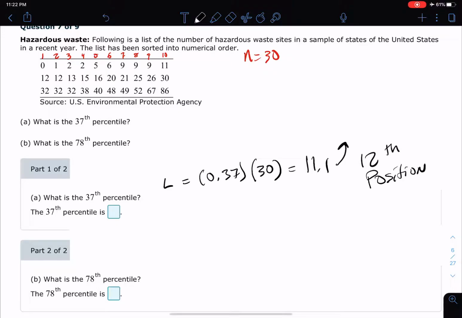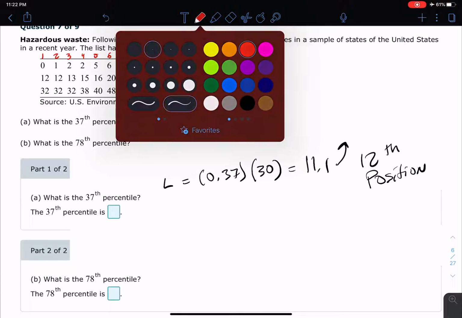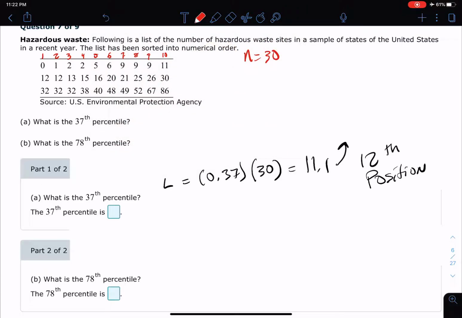Once again, I don't want you to write down 12 as the answer. I go to the 12th position. There's 10, 11, 12, and the actual number in the 12th position is 12. So if you got that wrong, you'd luck out because the 12th position has the number 12. It doesn't always work out like that though.